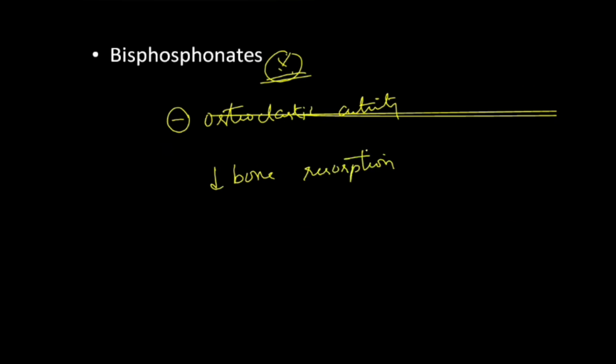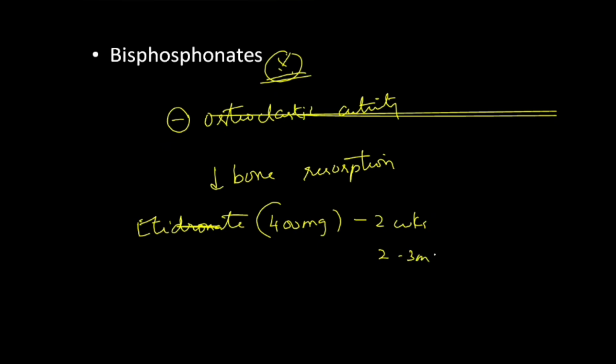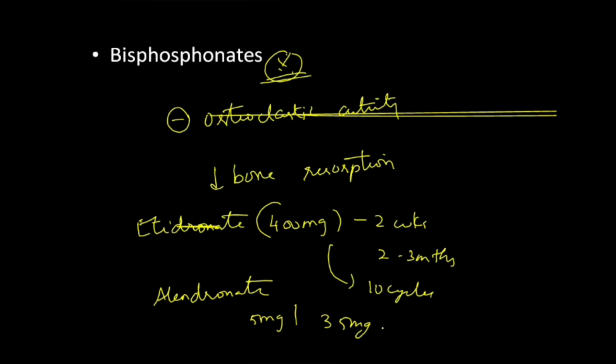In this group you have many drugs like etidronate. This can be given at a dose of 400 milligrams daily for 2 weeks, then you give a 2 to 3 months break, and like this you continue for 10 cycles. Alendronate at a dose of 5 milligrams per day or 35 milligrams per week can also be given, and this has fewer side effects compared with other bisphosphonates. This completes the discussion on menopause. Thank you.